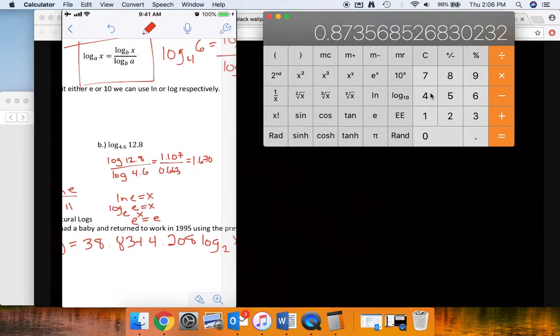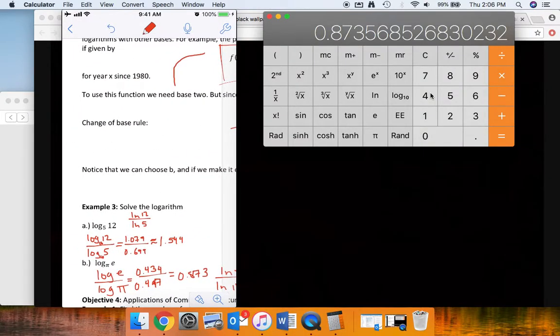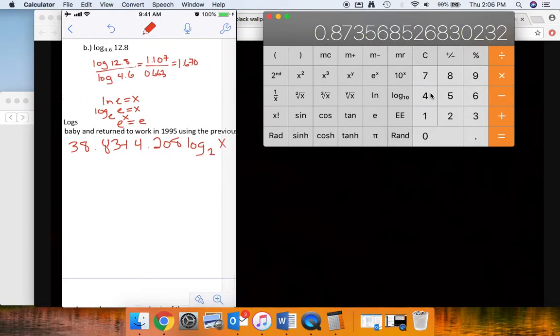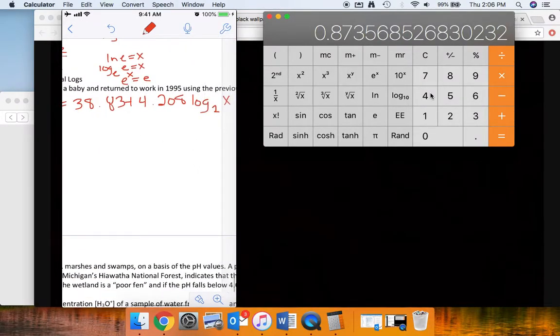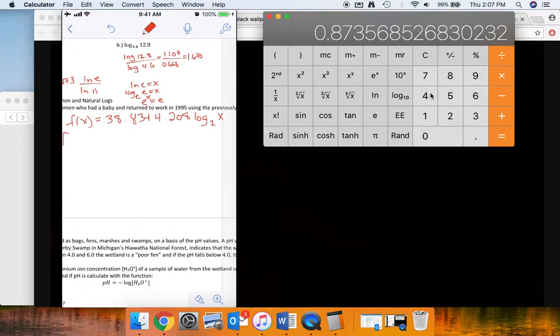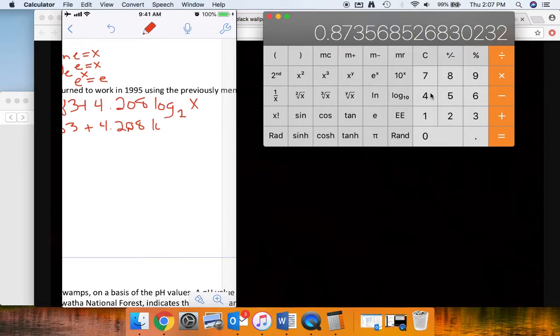Now, how exactly do we plug into this equation? What did x represent? Where x is for year x since 1980. So 1995 is 15 years from year 80. So we are plugging in f of 15. I will plug that in. None of this changes except the x. So log 2 of x becomes log 2 of 15.